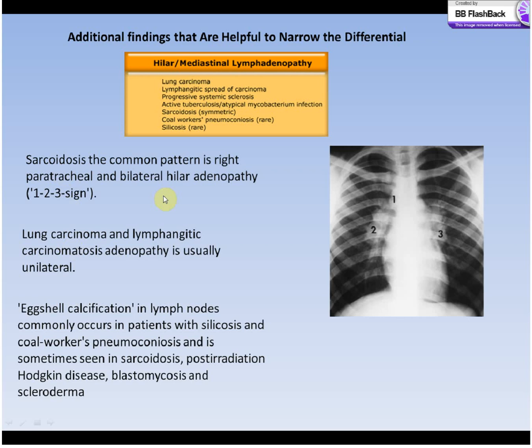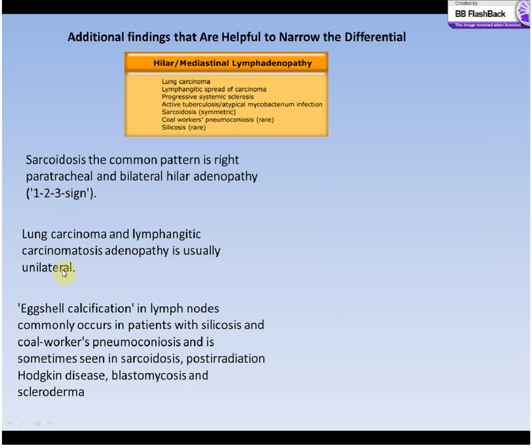When we think about sarcoidosis, we tend to see the lymphadenopathy in the right paratracheal region and bilateral hilar adenopathy, otherwise known as the 1, 2, 3 sign: right paratracheal and bilateral hilar adenopathy. Lung cancer and lymphangitic carcinomatosis can cause adenopathy, and they, not by rule, but generally are found to be unilateral.